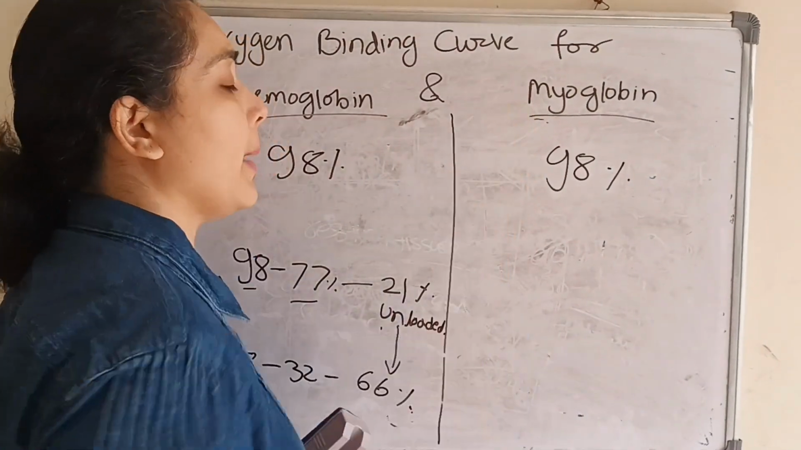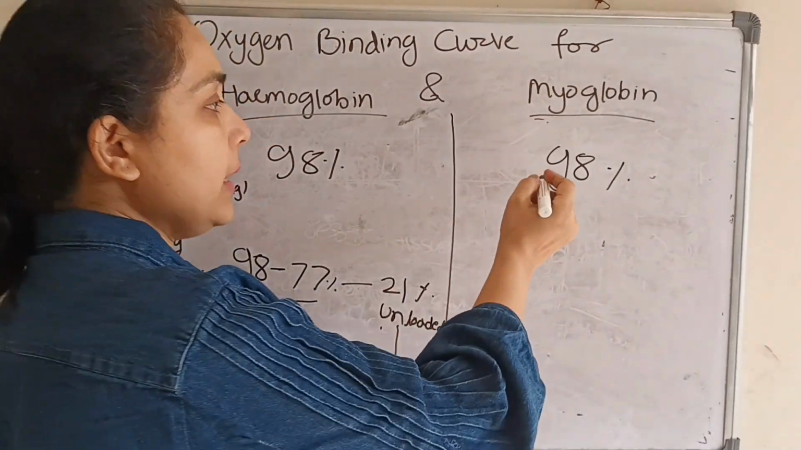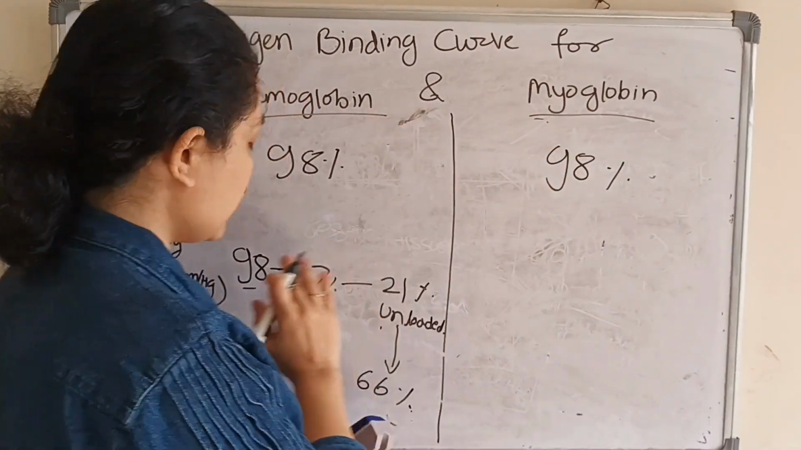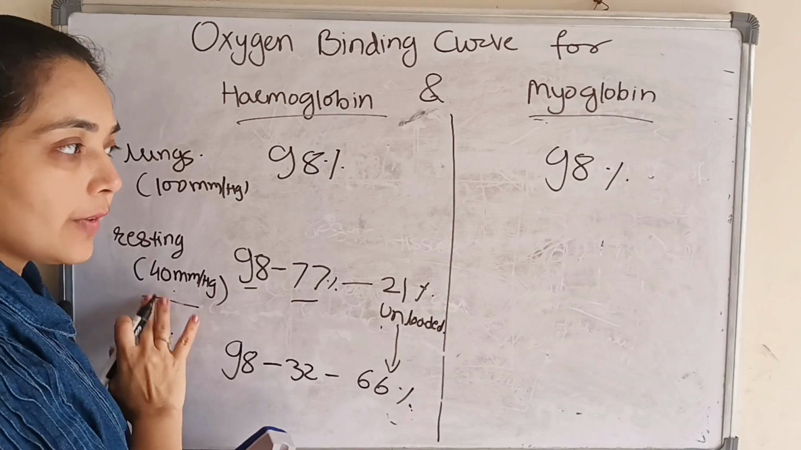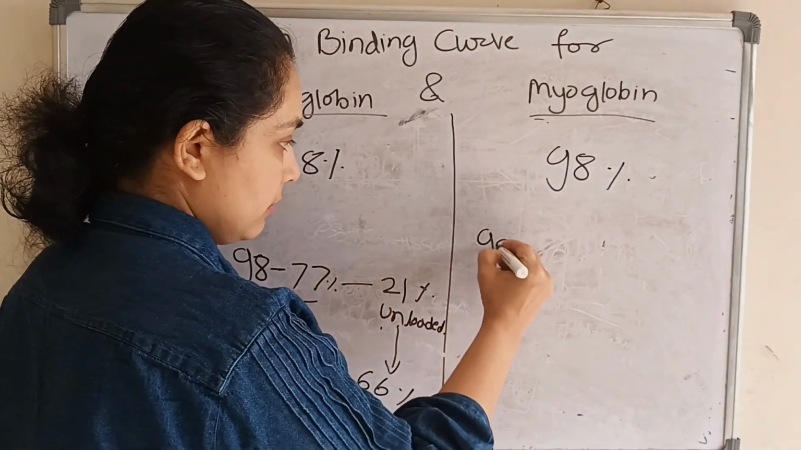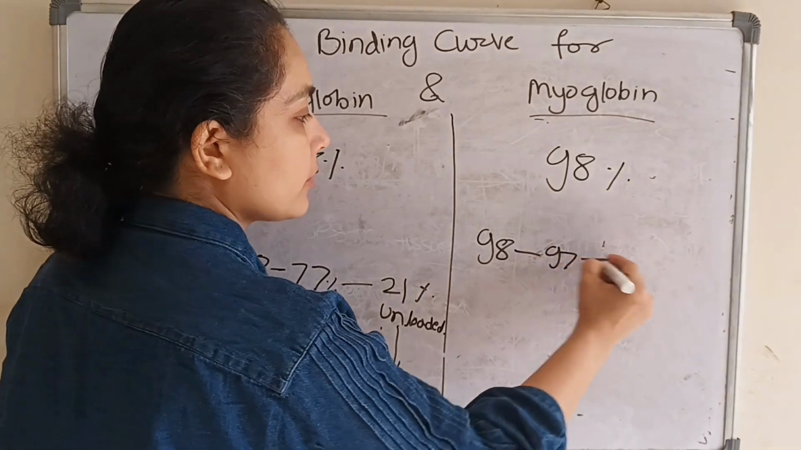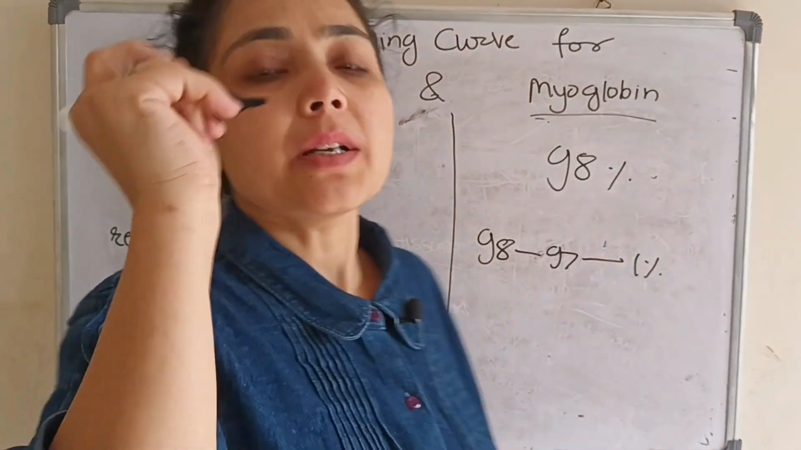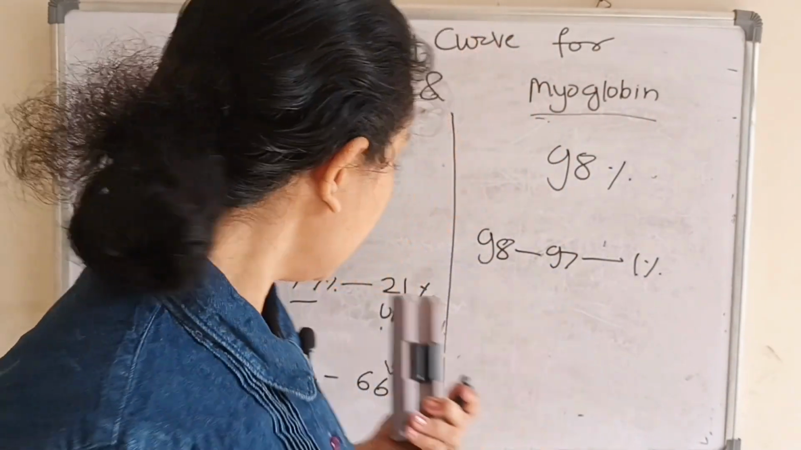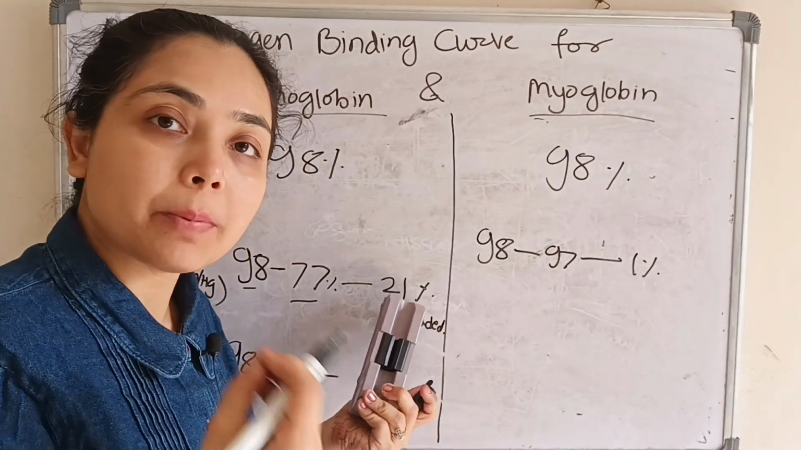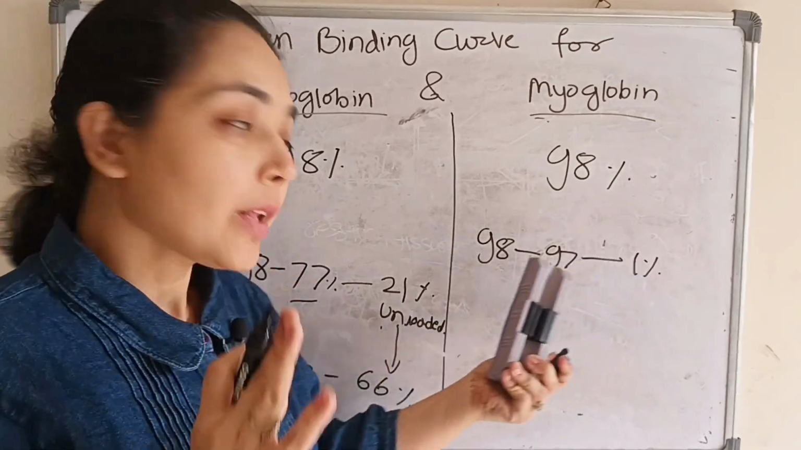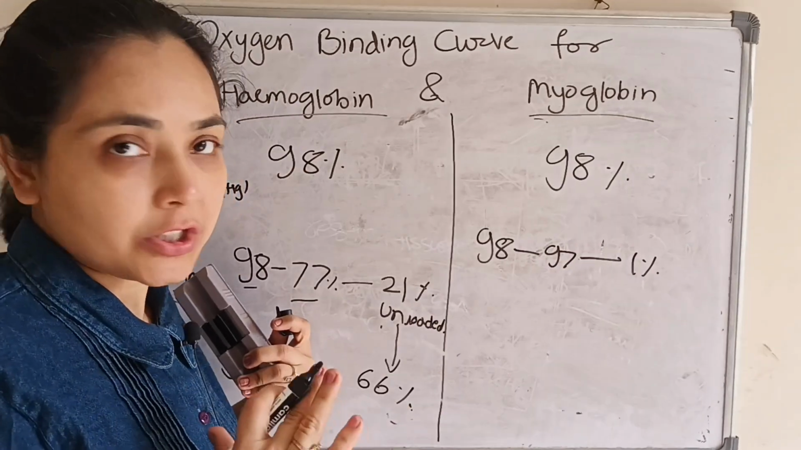But what about the myoglobin? In myoglobin, at 100 mm of Hg, 90% of myoglobin will be saturated. In the resting tissue, when the 40 mm of Hg partial pressure is there, only 1% of myoglobin protein will supply oxygen, and that is very less. Here we see that 21% will supply to the resting tissue, and only 1% myoglobin will supply at the 40 mm of Hg partial pressure.